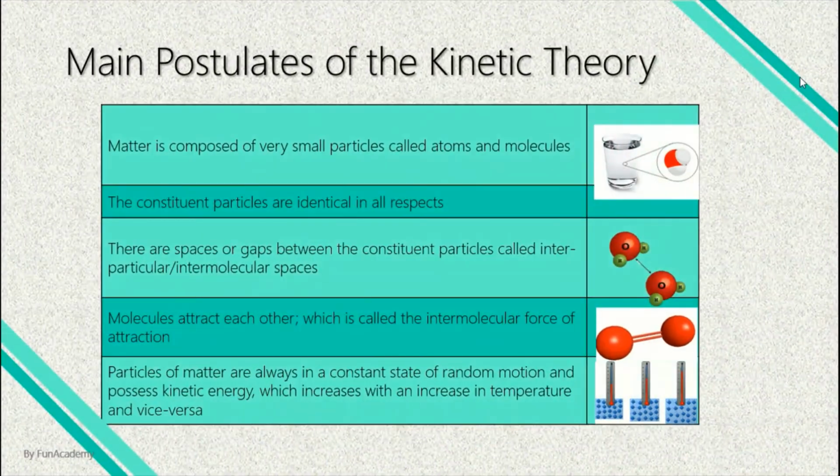Main postulates of the kinetic theory. Matter is composed of very small particles called atoms and molecules. The constituent particles are identical in all respects. There are spaces or gaps between the constituent particles called interparticular or intermolecular spaces. Molecules attract each other, which is called the intermolecular force of attraction. Particles of matter are always in a constant state of random motion and possess kinetic energy, which increases with an increase in temperature and vice versa.